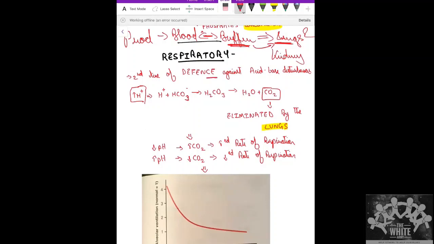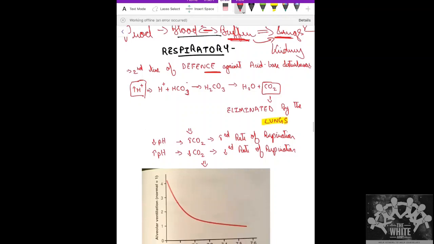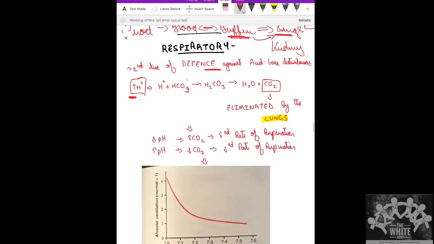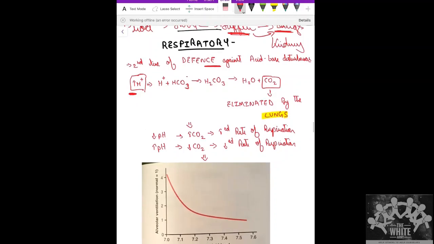It is a better buffer as compared to the ones in the blood, bicarbonate and phosphate buffer. So with an increase in H+ in the body, there is acidemia. This we saw, the role of HCO3 minus: it forms H2CO3 and brings the H+ into the lung. Over here, in the presence of carbonic anhydrase, it is broken down to H2O and CO2. This CO2 is eliminated in the lung. The process is very simple.